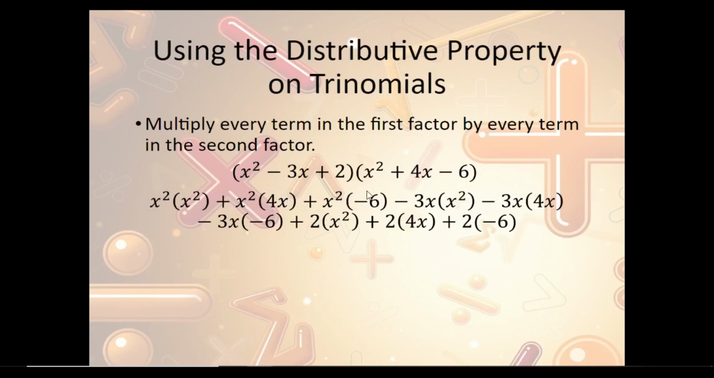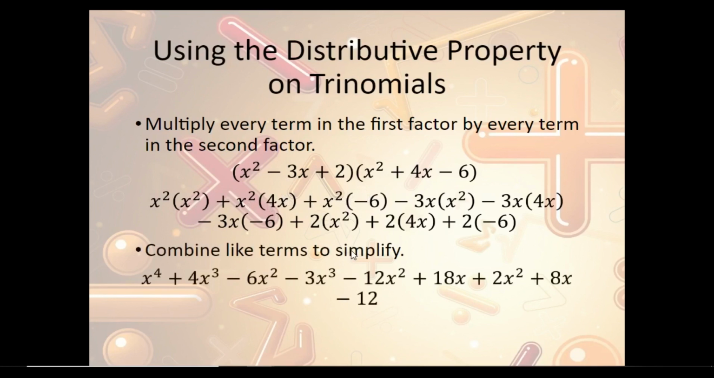x squared times negative 6 is negative 6x squared, and so on. And we end up with this. Now we just combine like terms. So we're going to find all the x to the fourths. Well, this is the only x to the fourth. Then we find all the x cubes. Here's an x cubed, here's an x cubed. So we have 4x cubed minus 3x cubed. When we combine those, we just get a single x cubed.